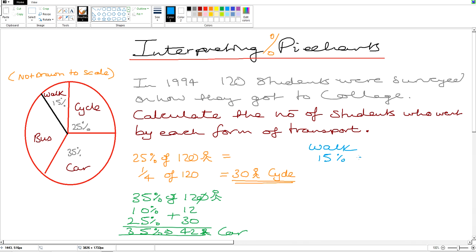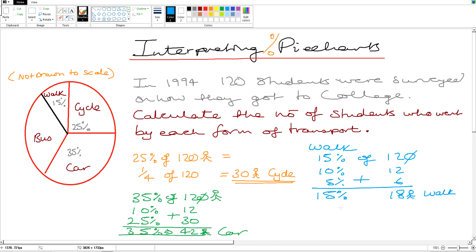So 15% of 120. Now we just worked out earlier what 10% was. We can just use that again. 10% was 12. We're going to work out 5%, which is half of 10%, which is half of 12, which is 6. So 10 and 5 is 15, and 12 and 6 is 18. So 18 students went walking to school or college.